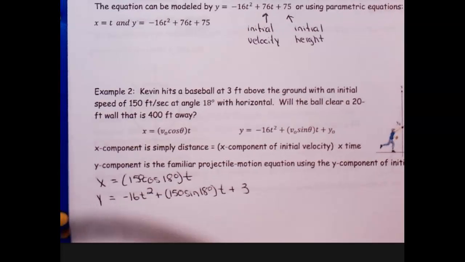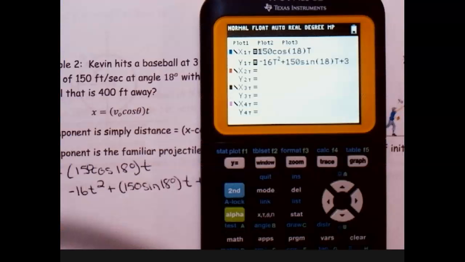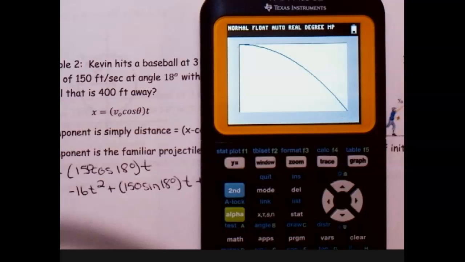Okay, I'm going to pause it to give you a moment to go ahead and enter those equations on your graphing calculator. Okay, I typed in my equations. I hit zoom fit. When I went to graph, I'm coming up with this graph, which isn't that great, but at least I can see it.